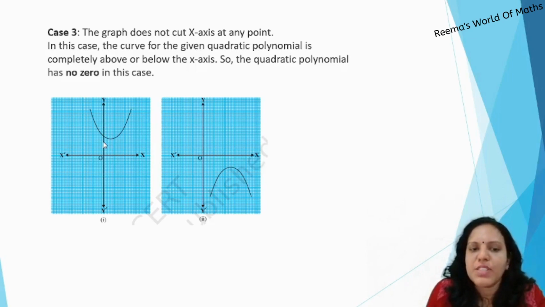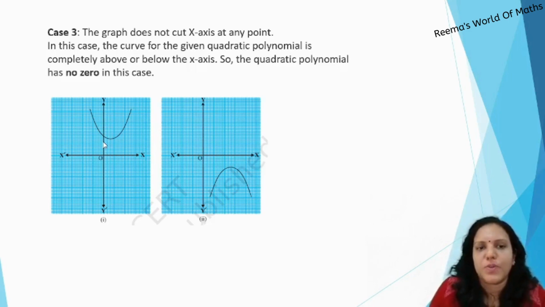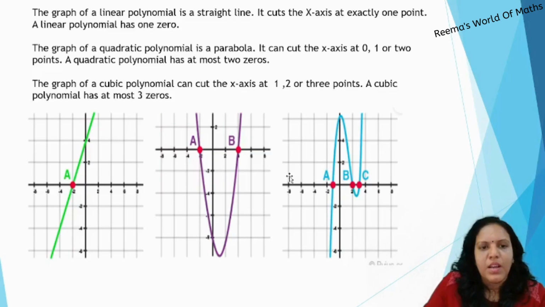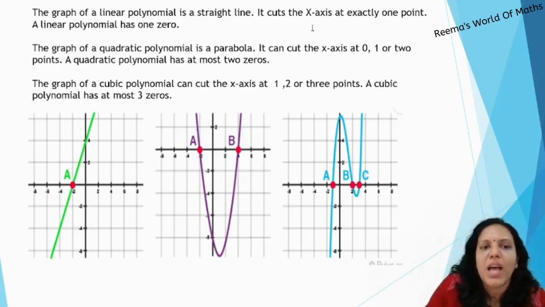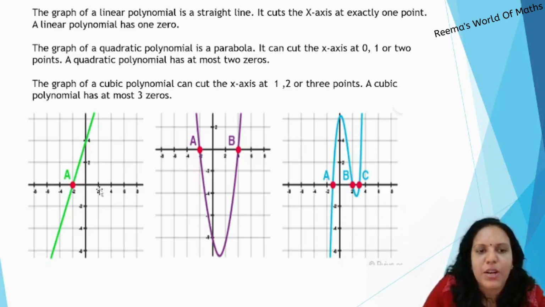So when the graph is not even touching the x-axis, not cutting the x-axis, we can say it has no zero. So let's summarize. The graph of a linear polynomial is a straight line. We have seen previously it cuts the x-axis at exactly 1 point, and a linear polynomial has one zero. So it cuts the x-axis at exactly 1 point.